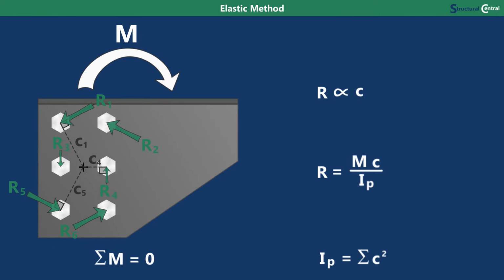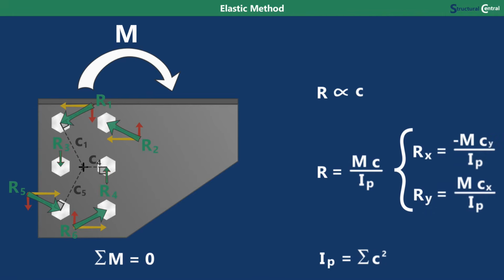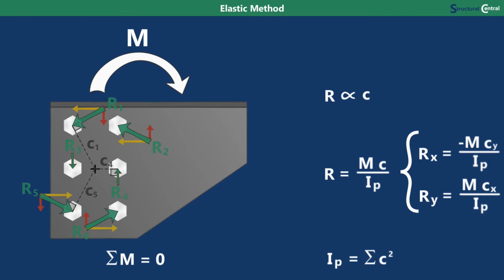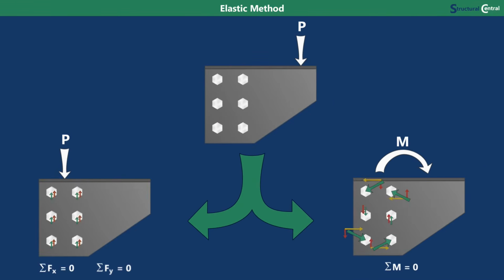Since these reactions will need to be combined with the reactions from the concentric load, it will be useful to split up the reactions into their x and y components, so you can use these similar equations to determine each component of the reaction directly. Now that you have all the reactions from the concentric load and from the concentrated moment, you can just add the components together to determine the reactions at each bolt.